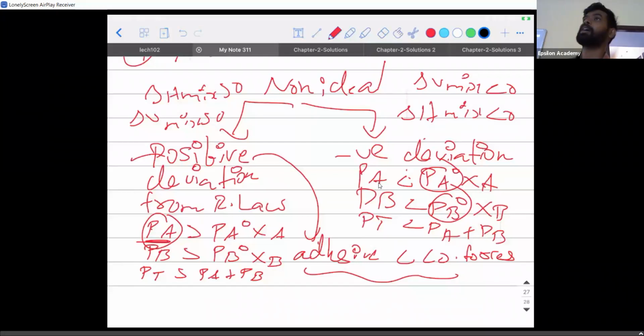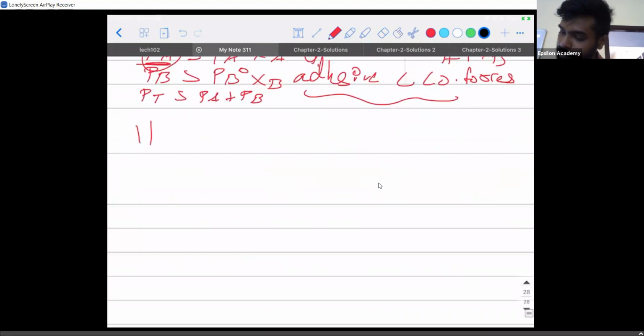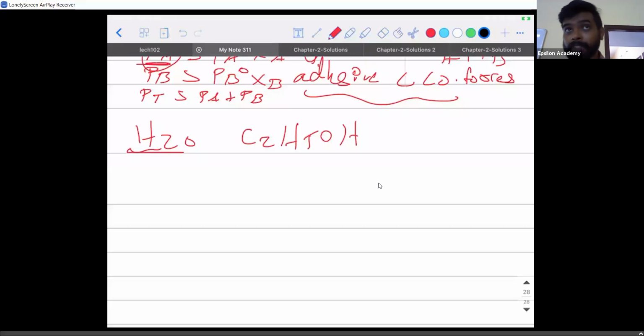See, let me give you an example. Assume I have H2O and ethanol. H2O is my solvent. So in H2O, I know I'm going to have very strong hydrogen bonding. Hydrogen bonding is the force which is the cohesive force between two water molecules. Now hydrogen bonding exists in ethanol also.